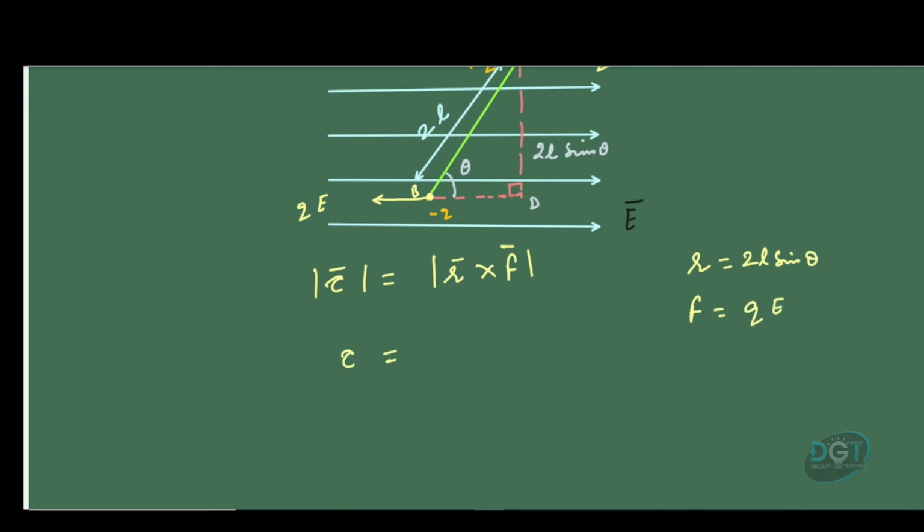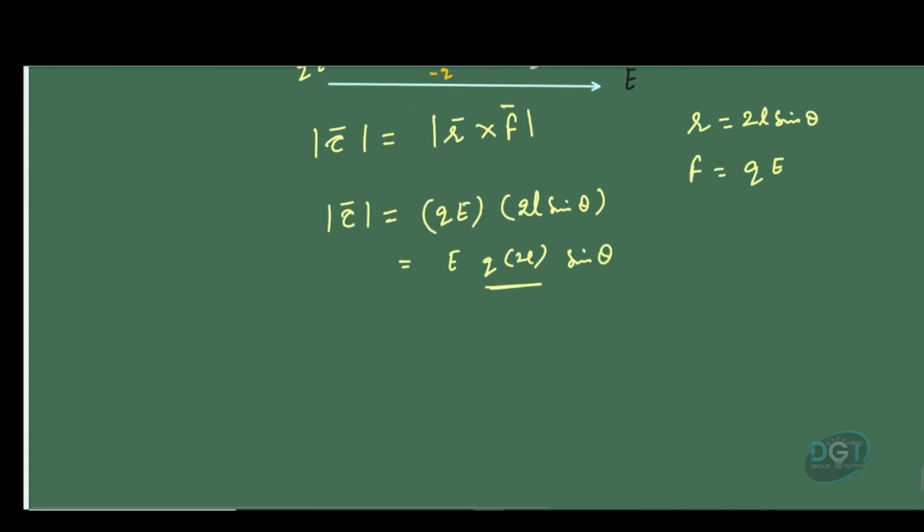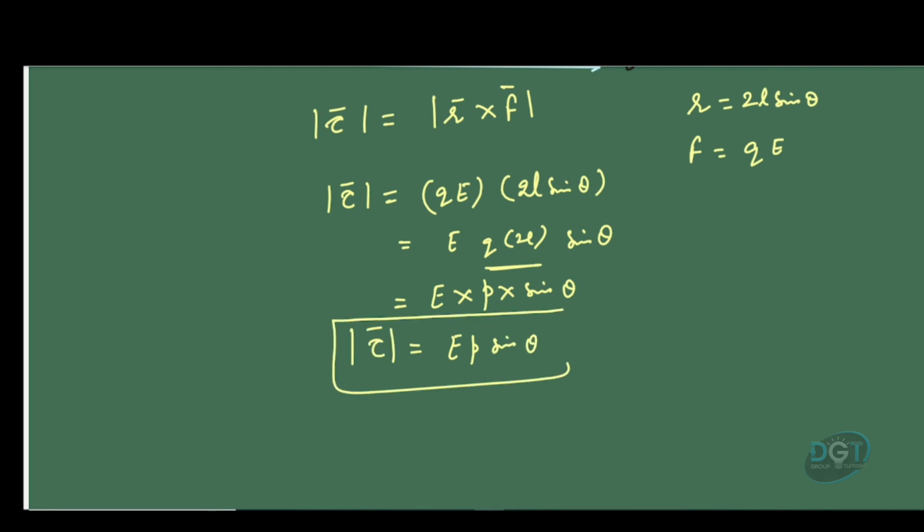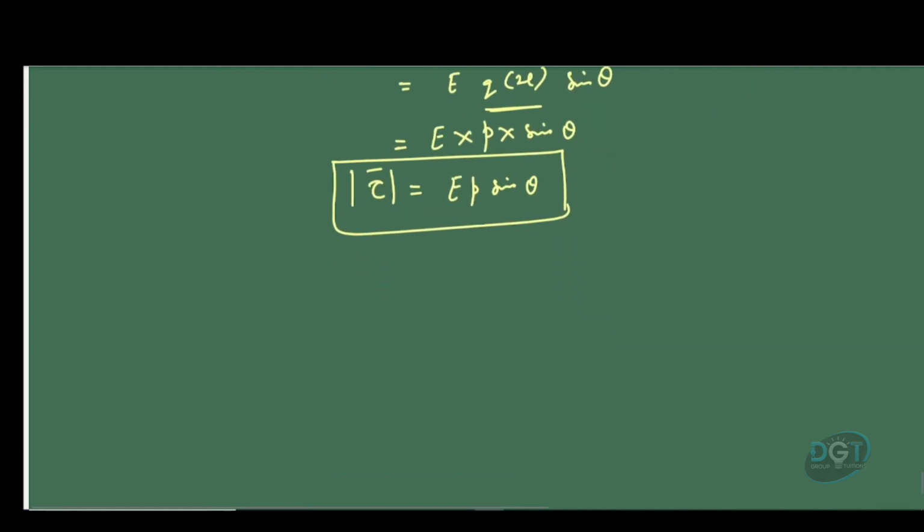So the magnitude of torque over here is given by Q into E into 2L sine theta. On rearranging these terms, we get E into Q into 2L sine theta. Now we know what Q into 2L is from previous derivations. Q into 2L is nothing but the dipole moment. So our formula reduces to E P sine theta. So this is the magnitude of torque acting on this dipole in a uniform electric field.